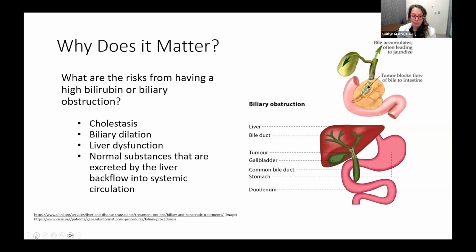This can cause biliary dilation because the bile's obstructed and not able to be excreted the way that we would hope. And if the pressure is not relieved, this can eventually result in liver dysfunction. Again, normal substances that are excreted by the liver backflow into systemic circulation, and this can cause infection and other issues.